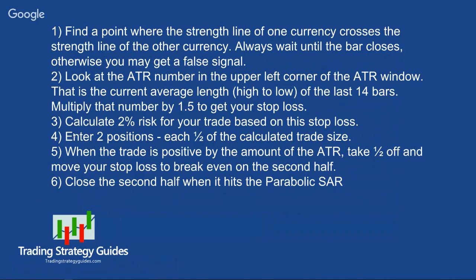And the reason I use 2 positions is because you can just set up one trade with a stop loss and a take profit. 1.5 times the ATR for your stop loss, 1 times the ATR for your take profit, and you can set just the stop loss on the second half. And then you'll close the second half when it hits the parabolic SAR. And you can do that by pulling your stop loss down so that it's right at the parabolic SAR at the end of each 4-hour bar. Okay?